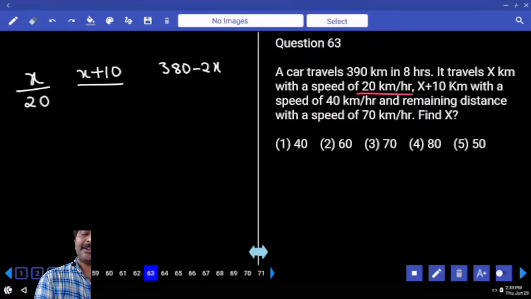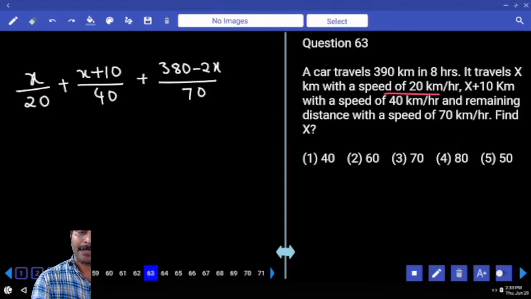First x kilometers traveled at 20 km per hour, next x plus 10 kilometers traveled at 40 km per hour, and then 380 minus 2x traveled at 70 km per hour, and the total time they mentioned is 8 hours. And you need to find the x value, right? So solving the equation and getting the answer is one way. The other way is, when you look at the third term on the left hand side, (380 minus 2x) by 70, that means 70 must be a factor of 380 minus 2x. Yes or no? And you know the x value is in the options.